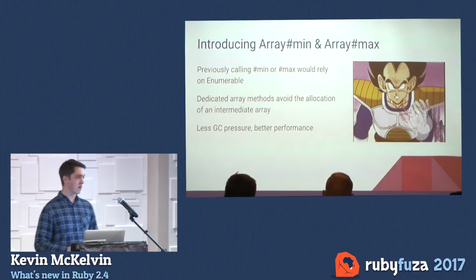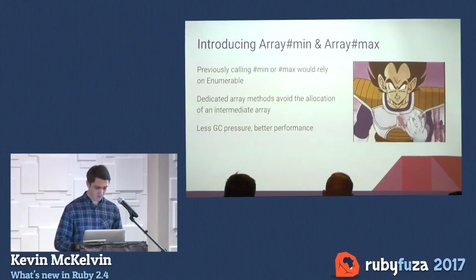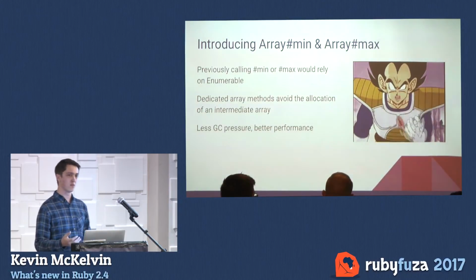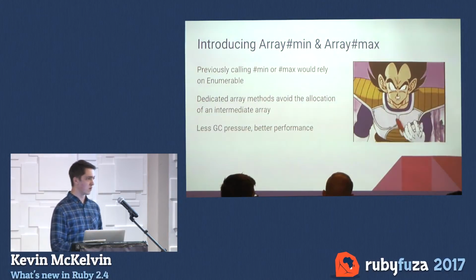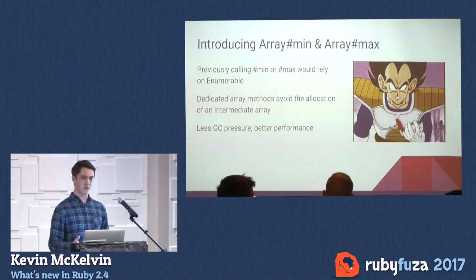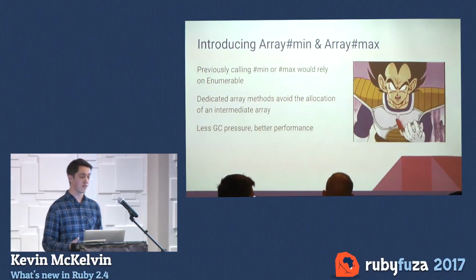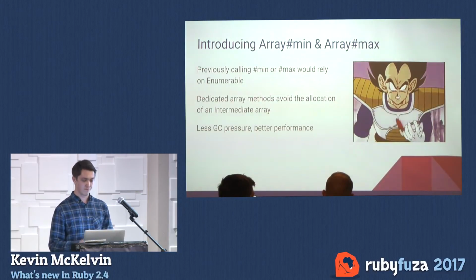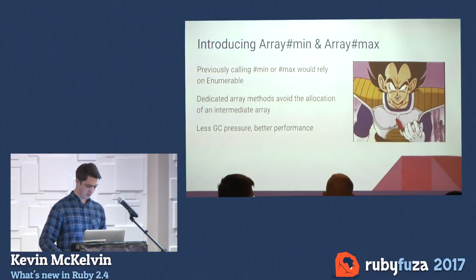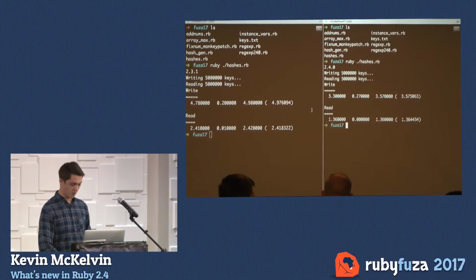Okay, array min and array max. Previously, if you called min or max on an array, it was actually calling back into the enumerable module. The proposal was then to bring in min and max methods on array itself instead of delegating through to enumerable. What that meant is that it would avoid creating new arrays in memory and put less GC pressure on that as well. So let's take a look at what that means to our performance as well.